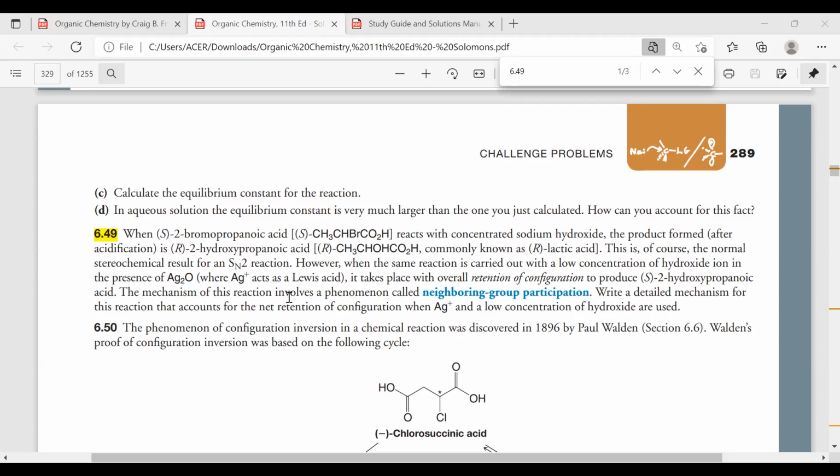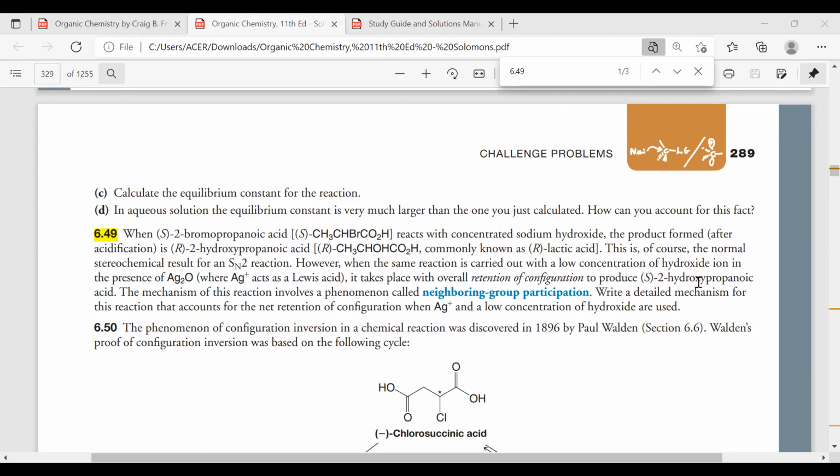Stereochemical result for an SN2 reaction. However, when the same reaction is carried out with a low concentration of the hydroxide ion in the presence of Ag2O, Ag plus, Ag plus acts as a Lewis acid. What happens is it takes place with an overall retention of configuration.